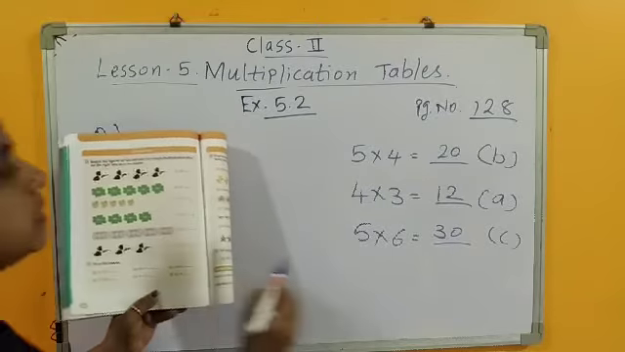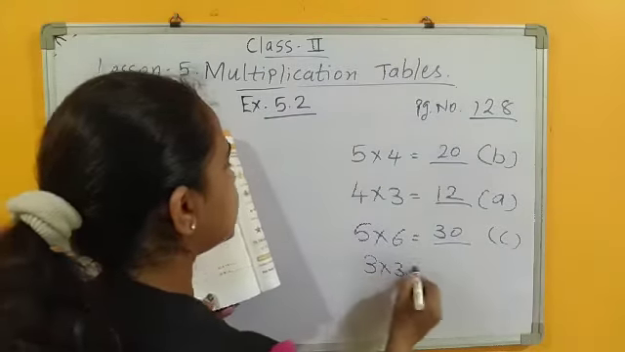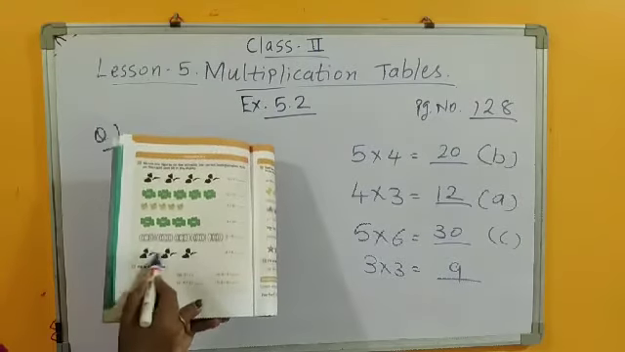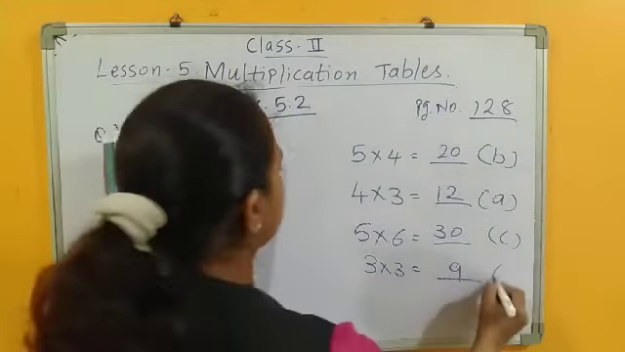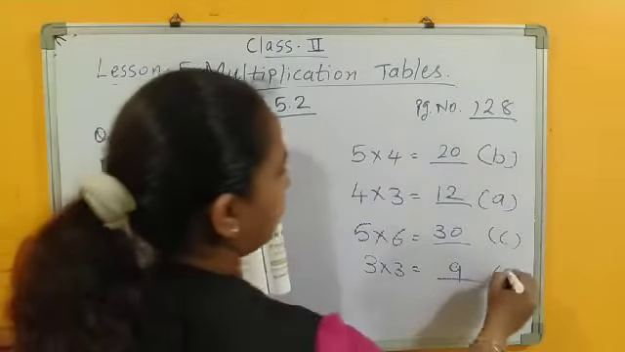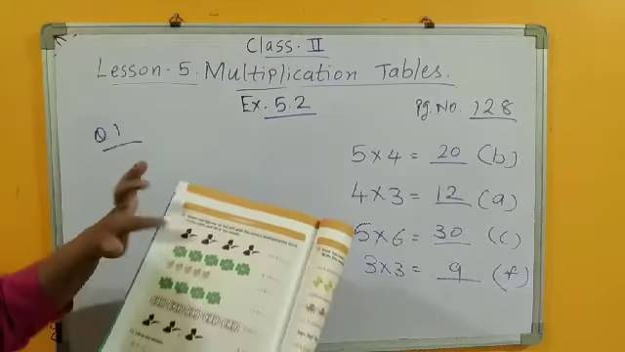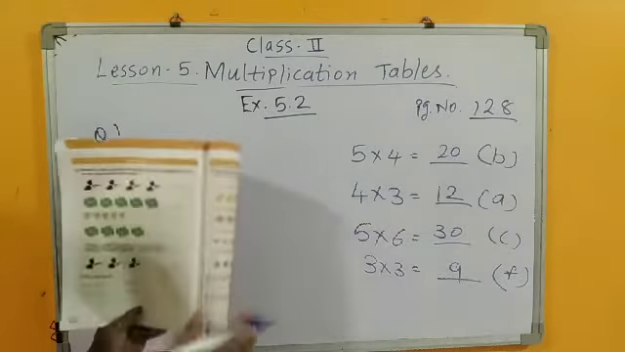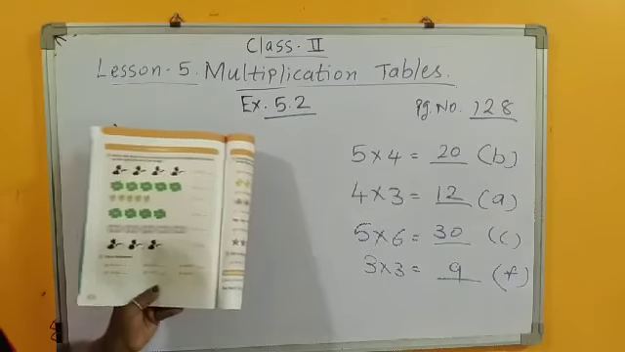Then 3 threes are 9. So where is the 3? 1, 2, 3 groups and each group 3. So this last one, F. Yes, A, B, C, D, E, F. We put A, B, C, D, okay? So we will join this with it.